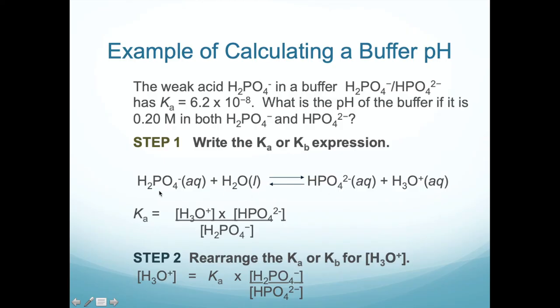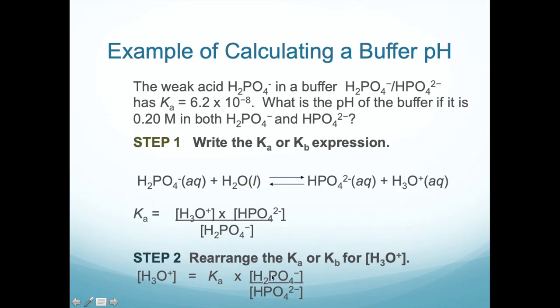So let's start writing out the equation for what's going on. Our acid is H2PO4 minus. It reacts with water to make HPO4 2 minus. Notice that we're missing an H plus here, and hydronium, of course. Remember, that's always the product you get when an acid reacts with water. When we write out our equilibrium expression, hydronium and monohydrogen phosphate go in the numerator, and our dihydrogen phosphate, which is our acid, goes in the denominator. That's equal to Ka. If we rearrange this, we multiply dihydrogen phosphate by Ka and divide by monohydrogen phosphate. This is our rearranged expression.